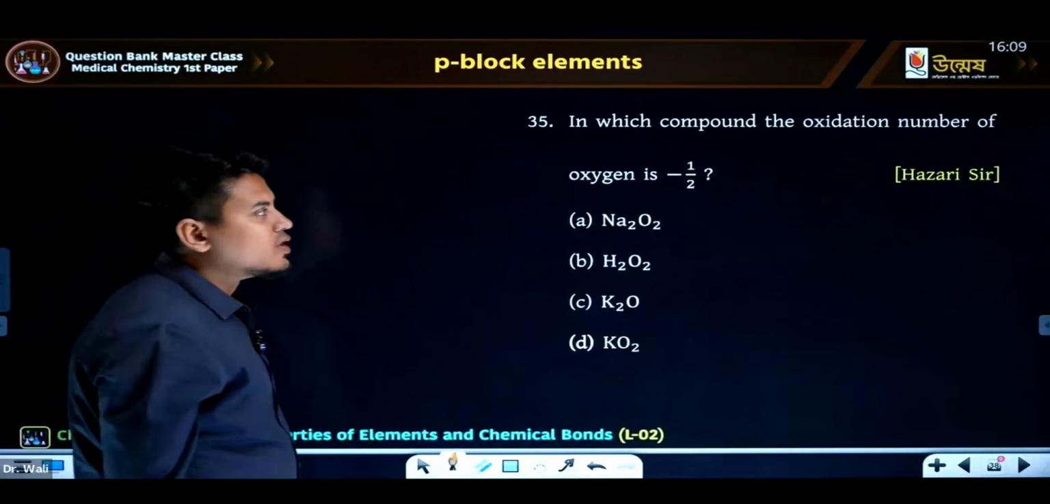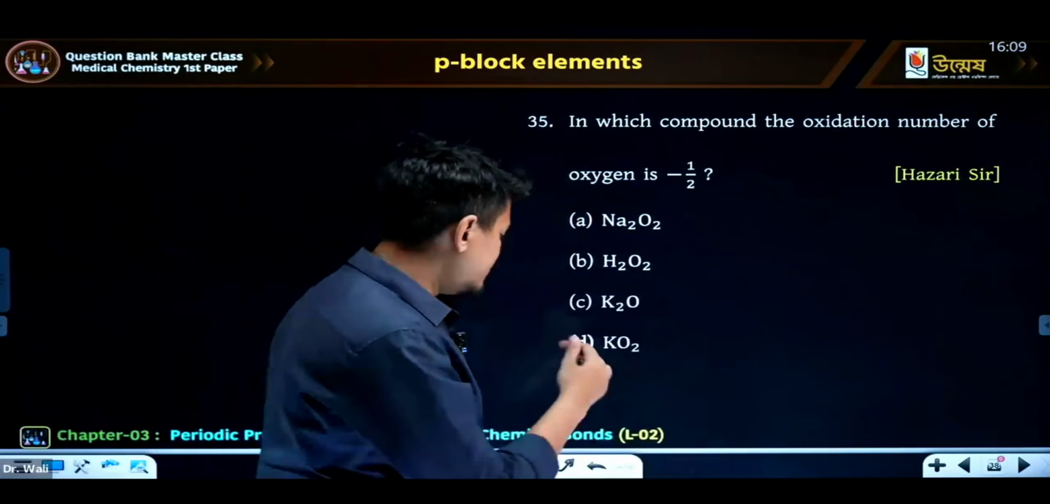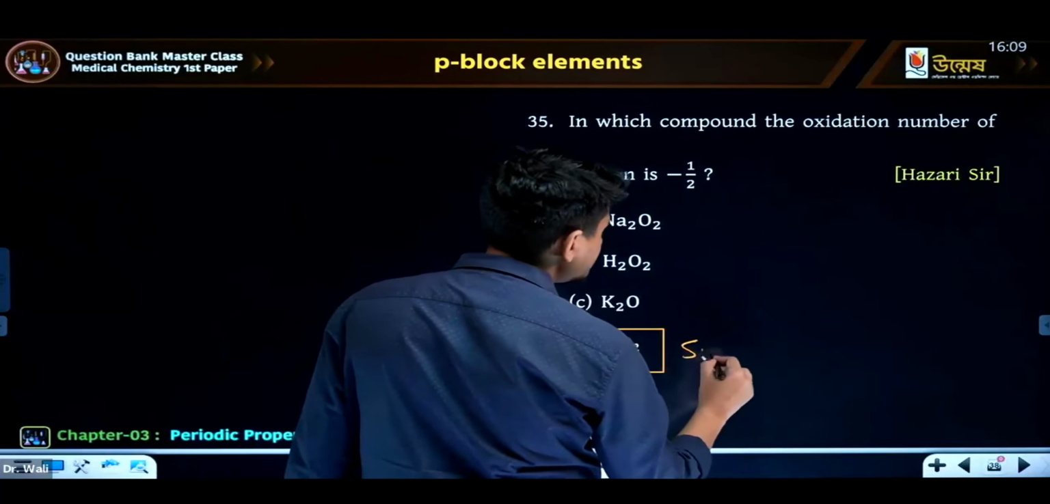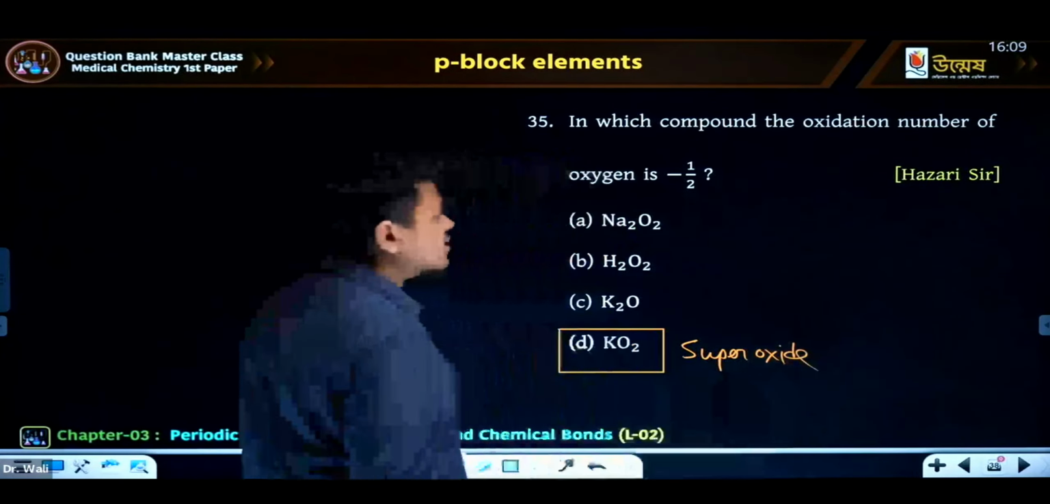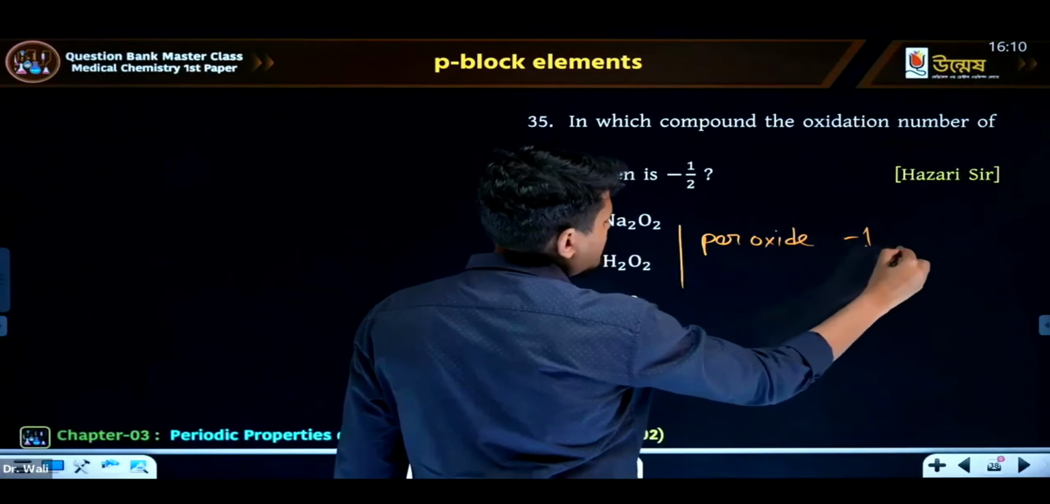Okay. Next question. In which compound is the oxidation number of oxygen -1/2? Oxidation number of oxygen becomes -1/2 for superoxide. Superoxide. Okay. These two are peroxide because here the oxidation number will be -1.